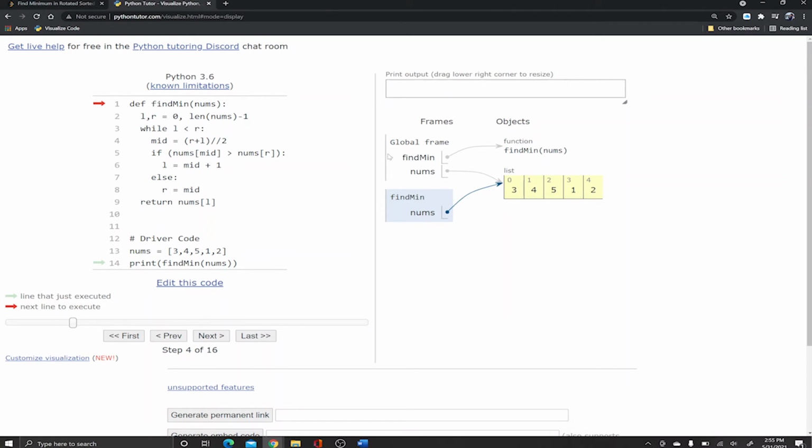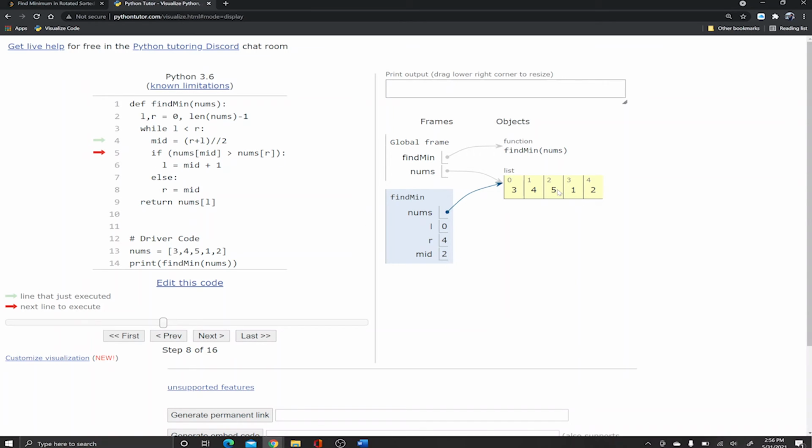We initialize the function and we call the function. Keep in mind we're passing the same nums into the function, so that's why it's pointing to the same address in memory. Next we're gonna define our L and our R. L is 0, which is the first index, like we said. R is 4, which is the last index. These are just our pointers. Then we define mid. Mid is just halfway. L plus R, 4 plus 0 divided by 2, which is 2.